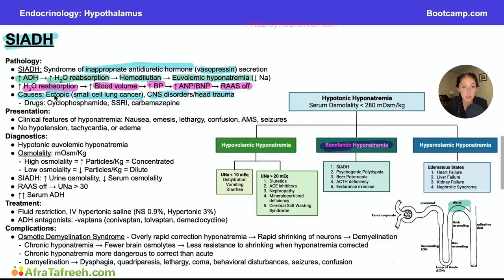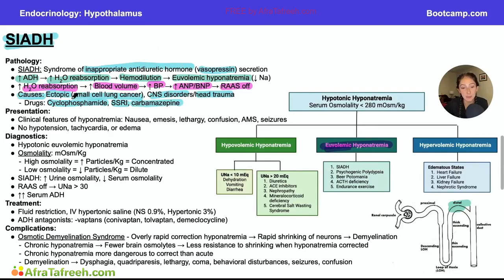Similarly, certain drugs can cause SIADH, most notably for your boards. I think it's important to be aware of cyclophosphamide, that chemotherapy agent that we can use. SSRIs, drugs we can use to treat things like anxiety, depression, or OCD, can definitely cause the syndrome of inappropriate antidiuretic hormone, as well as carbamazepine, which is an anti-seizure drug. It can cause it as well.